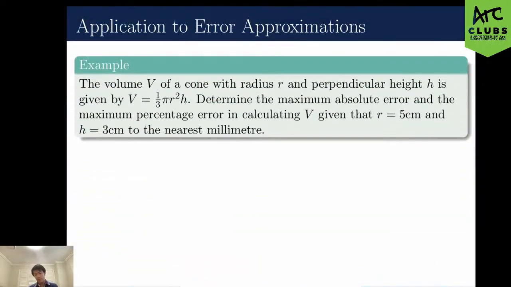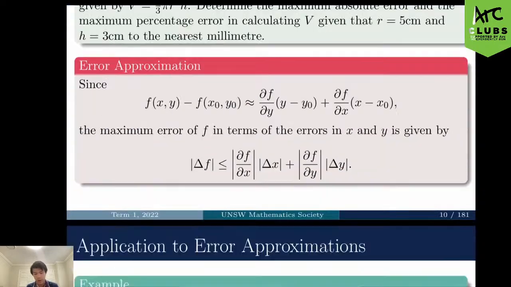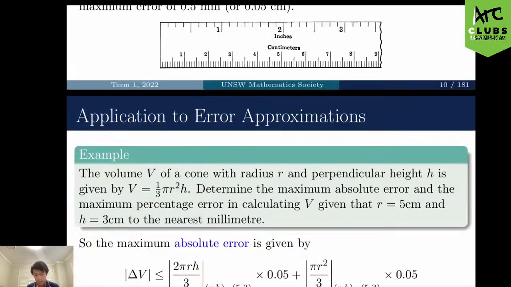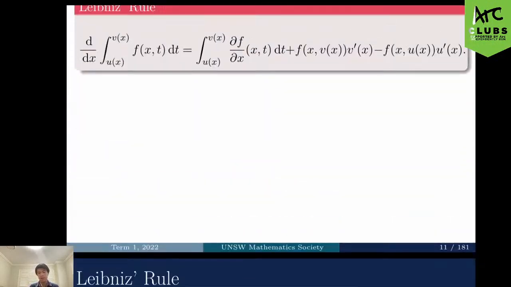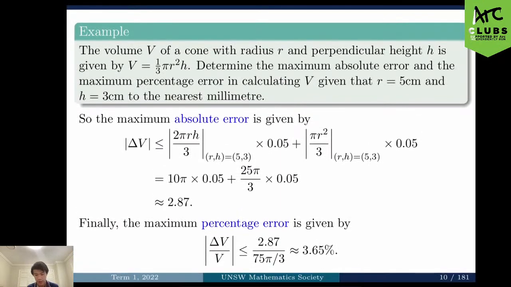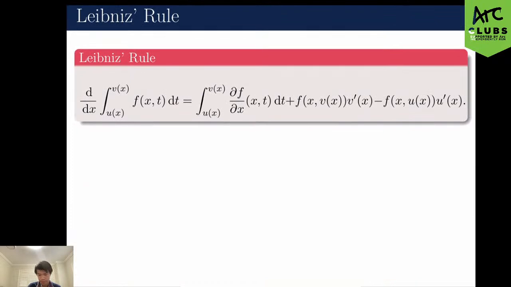Cool. Yeah, we might skip through this error approximations, because we have a lot to do. I mean, if we have time at the end, we'll do it as well. But yeah, we'll skip through this, and we'll move on to the next thing, because error approximations is fairly straightforward. There's just a single formula to do. We'll spend our time on Leibniz's rule.